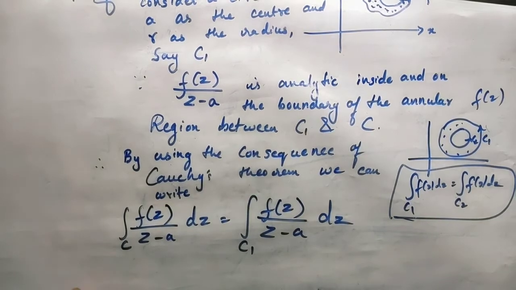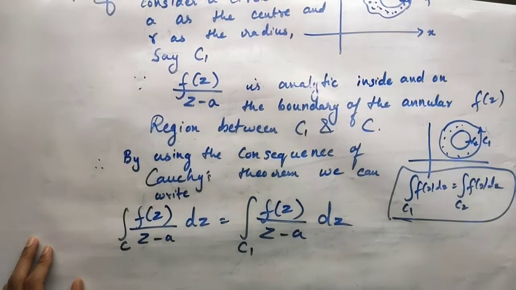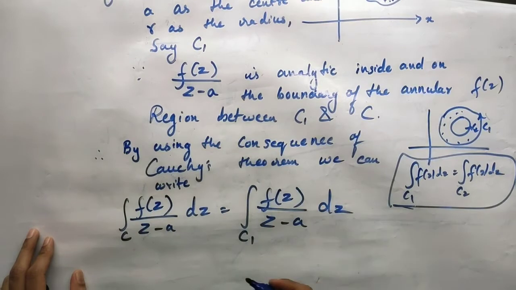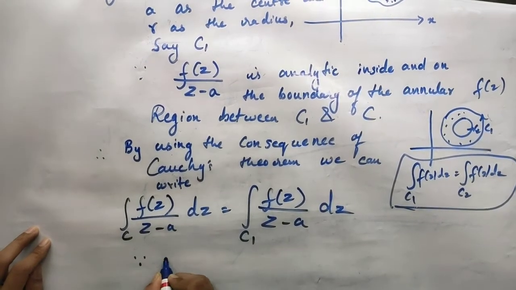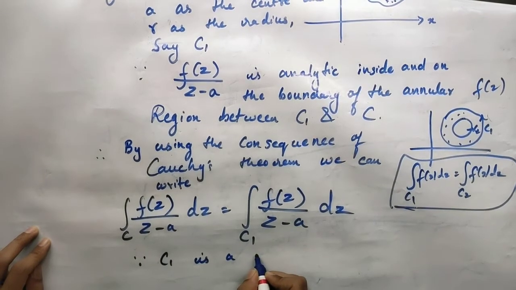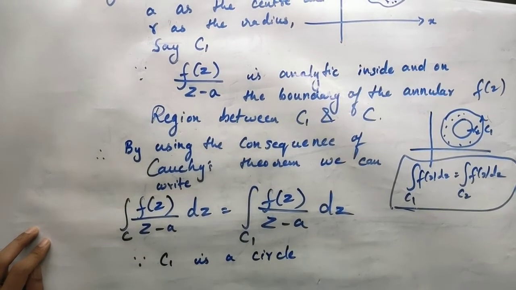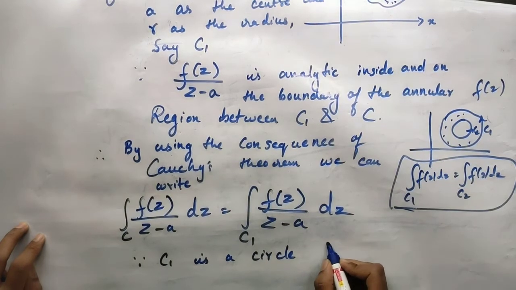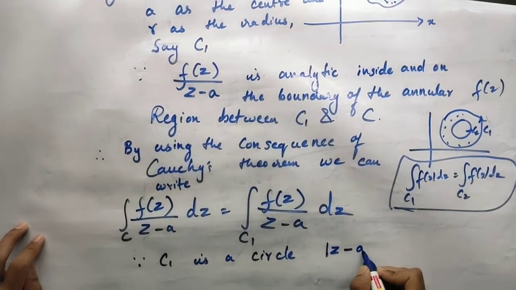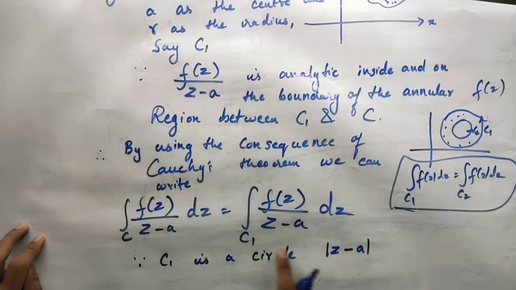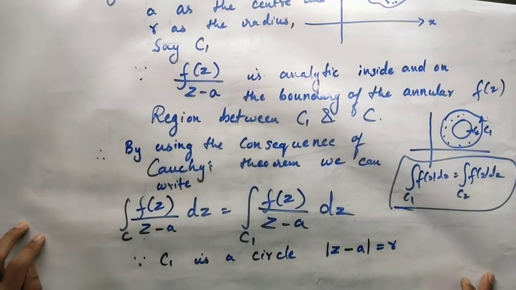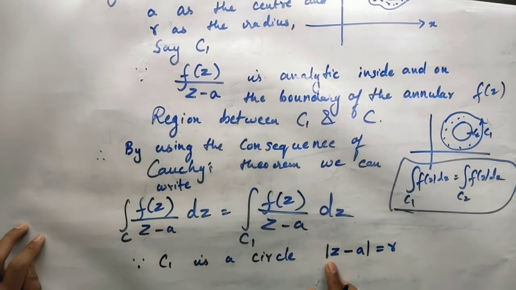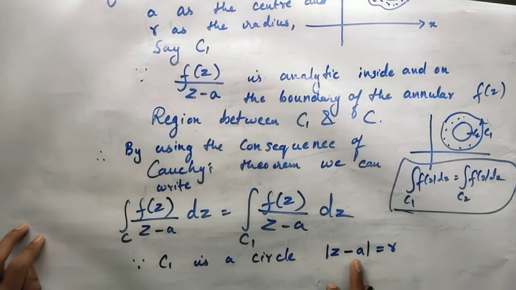And a circle, how can you write a circle? By using the distance formula or mod. Since C1 is a circle, how can you write the circle? Mod of, that is the distance between any point on the boundary of C1, z minus a is equal to r, because r is a constant distance from the center to the point on the circumference. So mod of z minus a is equal to r.